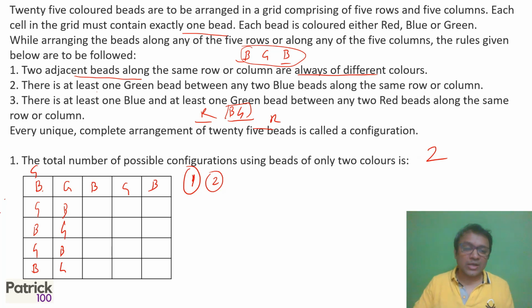If I start with blue, I'll get a whole series that alternates blue, green, because there are only two colors. Same if I start with green, I'll get one more configuration with green, blue. So two configurations are possible. Red is not possible because between two reds you need both blue and green. So red will not be possible when two colors are used. The answer here is 2.